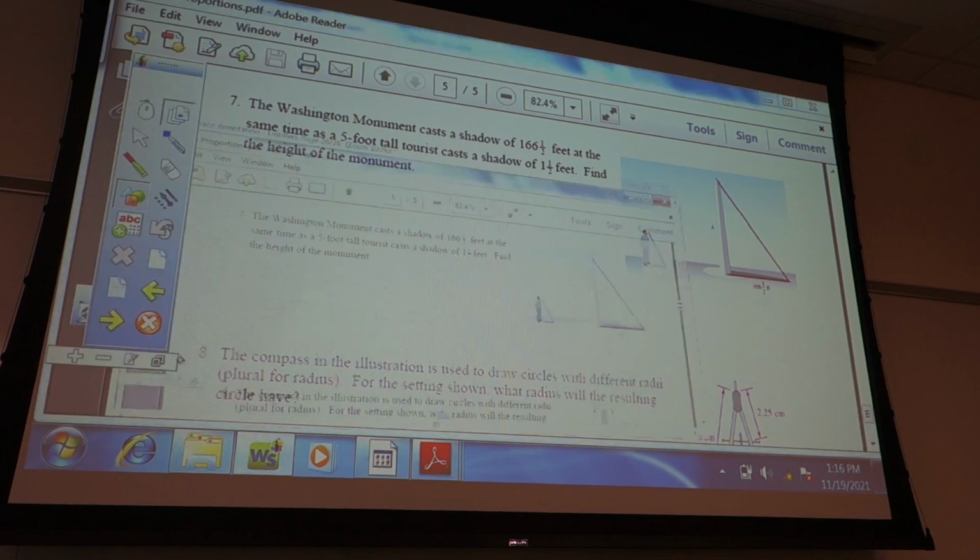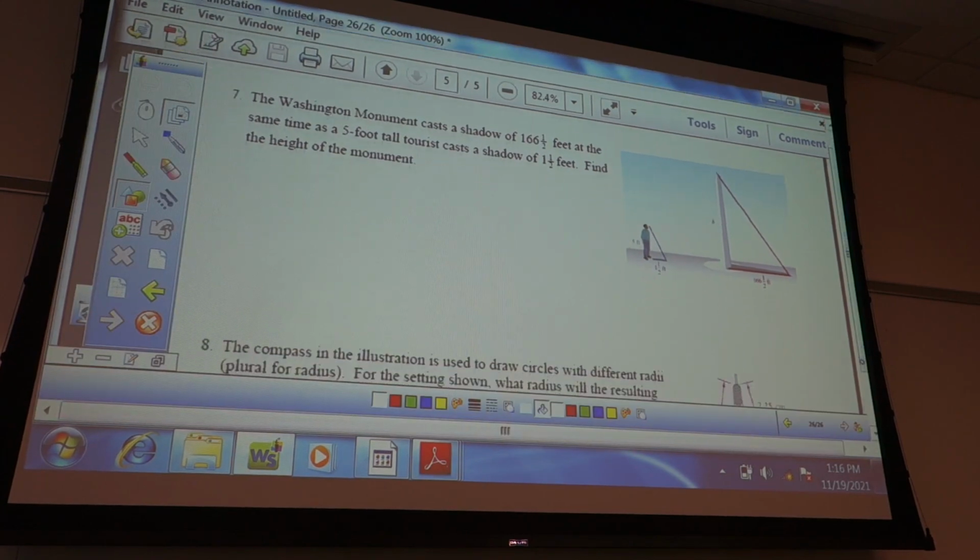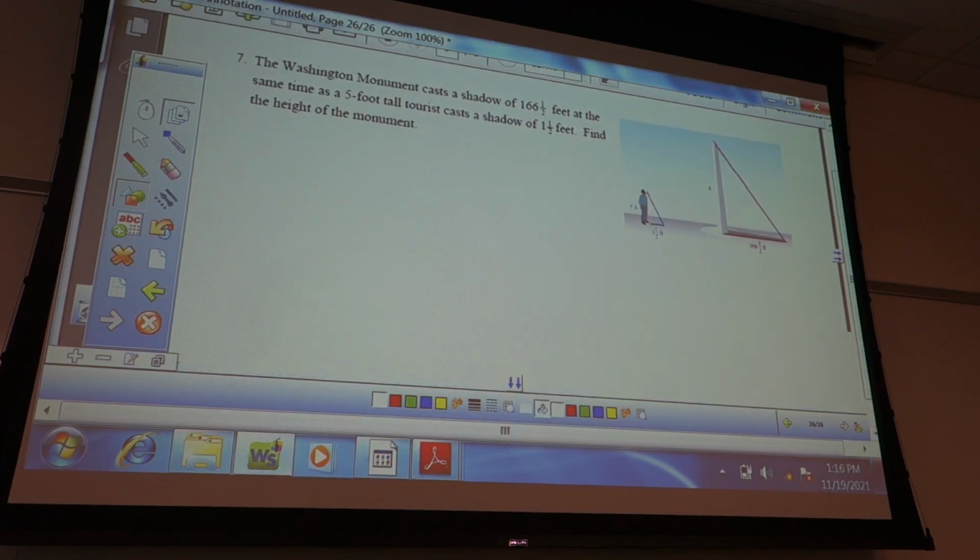So again, you have to think about what your X is. Here's my X right here. The height, I put my X on top. So which one matches up with this guy right here? I'm going to do it in red so it's easier to see. Which one matches up with this X? This one here or that one there? Which one? The height of the man or his shadow? The height of the man.